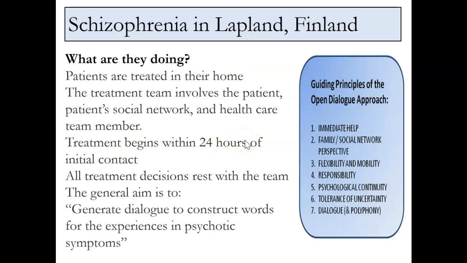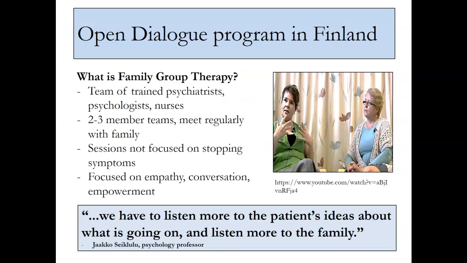Principles: immediate help, family, social network perspective, flexibility and mobility, responsibility, psychological continuity, tolerance of uncertainty, and then dialogue. Talking things out, reflecting on things is huge. Trained psychiatrists, clinicians, nurses, not focused on stopping the symptoms, focused on empathy, conversation, empowerment, understanding where they're coming from, understanding the severity of the symptoms, that sort of thing, helping them work through the symptoms.